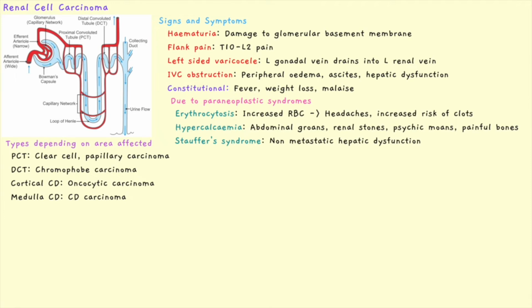As with all cancers, there may be constitutional symptoms such as fever, weight loss, and malaise. Paraneoplastic syndrome, specifically erythrocytosis, can cause headaches and increased risk of clots.